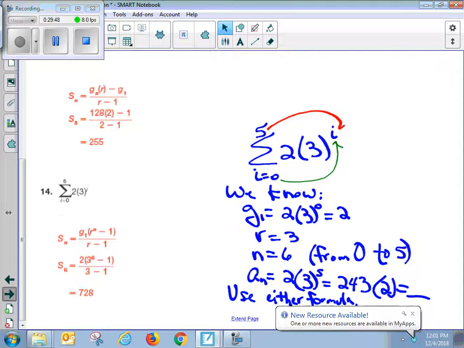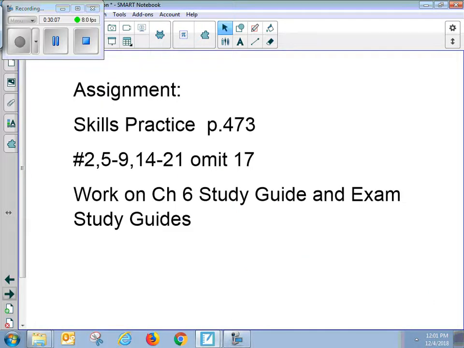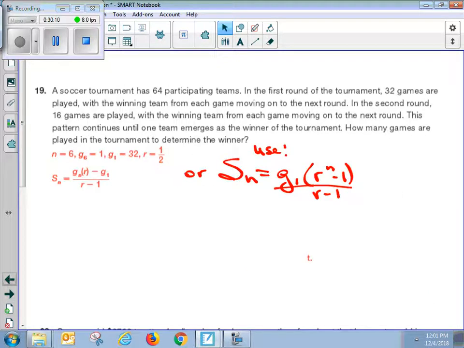Okay, here is my story, maybe. A soccer tournament has 64 participating teams. In the first round of the tournament, 32 games are played, the winning team from each game moving on to the next round. In the second round, 16 games are played, with the winning team from each game moving on to the next round. This pattern continues until one team emerges as the winner of the tournament. How many games are played in the tournament to determine the winner?